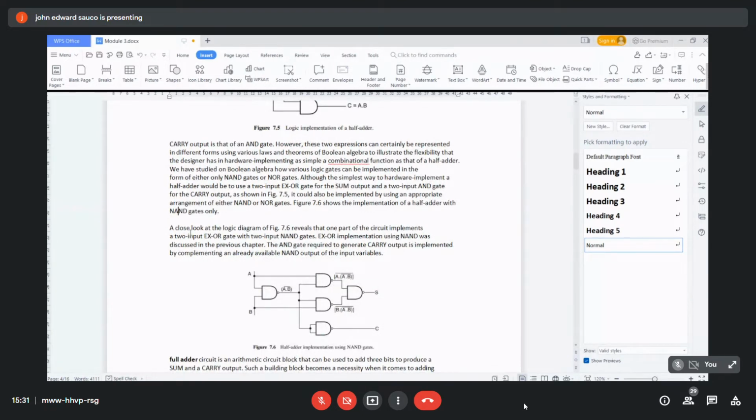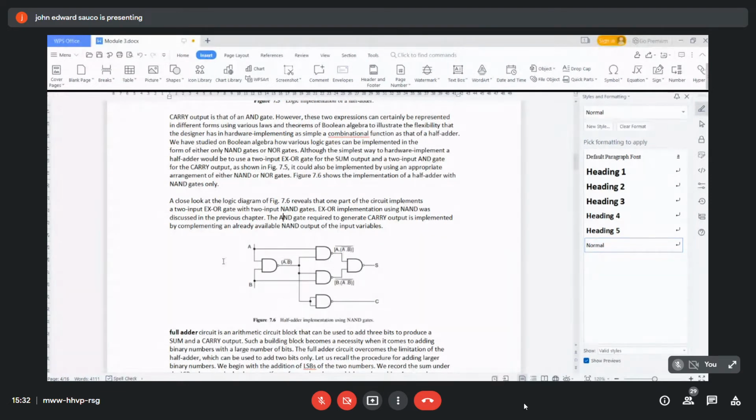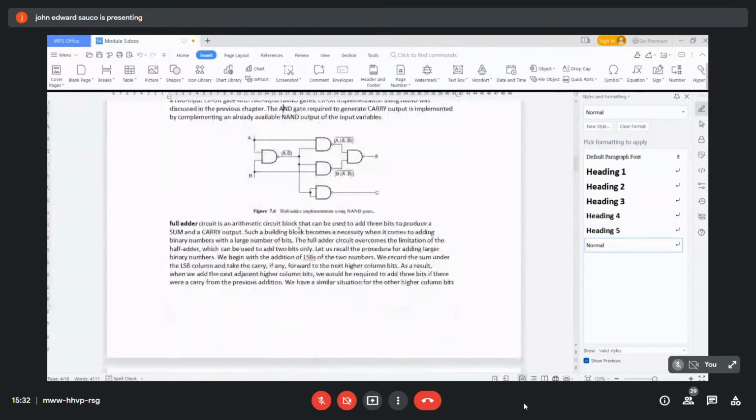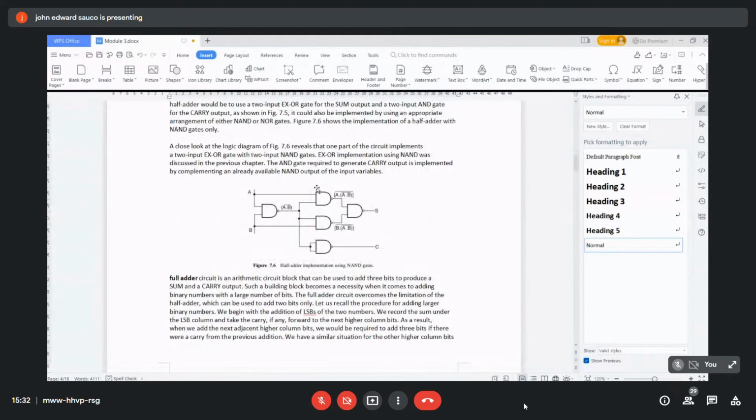So, a close look at the logic diagram. The XOR here is this. This is the equivalent NAND gate implementation of the XOR. So, A, B, and then the sum. And we know that NAND is like this when you need an AND gate. So, this is the NAND gates half adder. So, of course, the XOR and AND are simpler. Okay? So, that is the half adder.